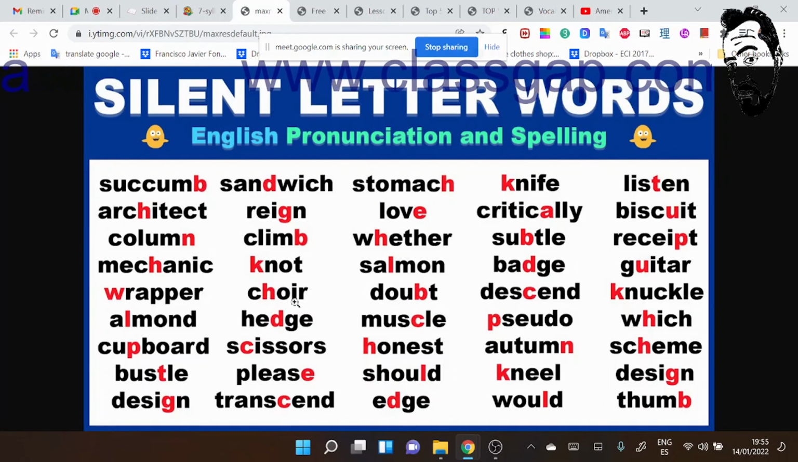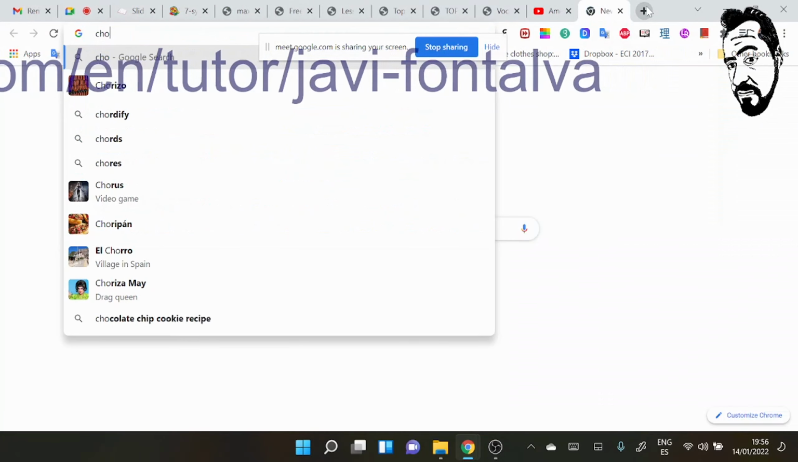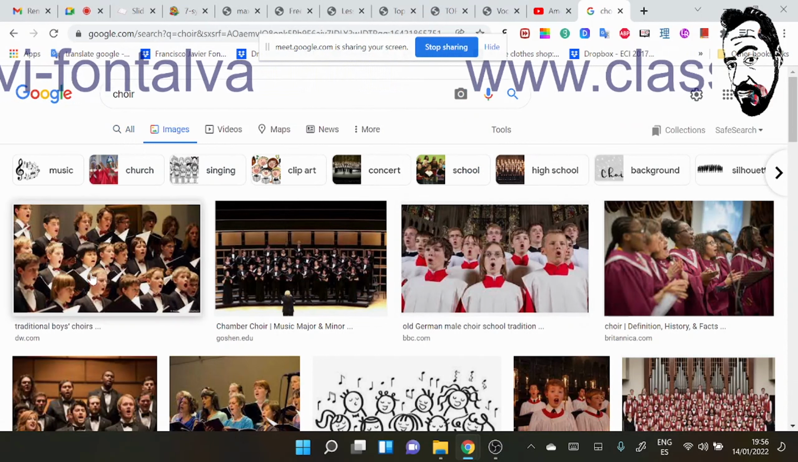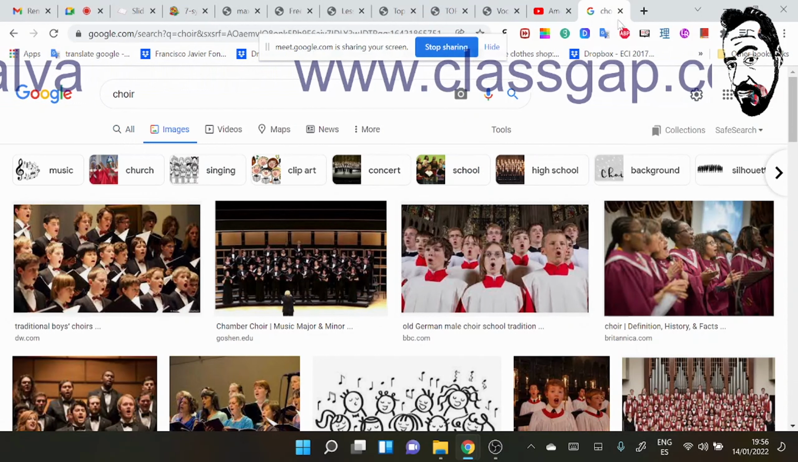Okay, this one is very, very confusing because it doesn't sound anything like it looks. If you see this, maybe we say choir with a CH sound, but no, it's choir. Yes, indeed, sorry. Choir. Let me show you a choir. So this is a choir, a group of people singing.